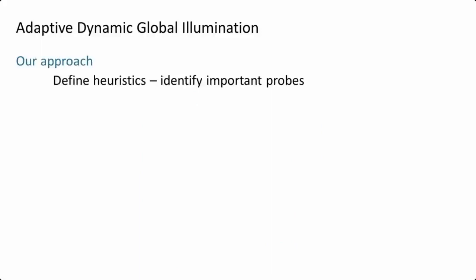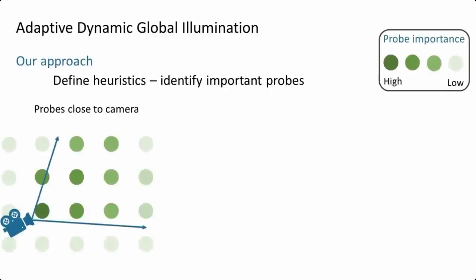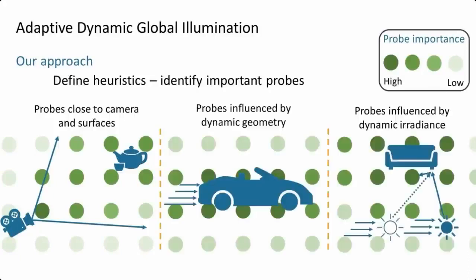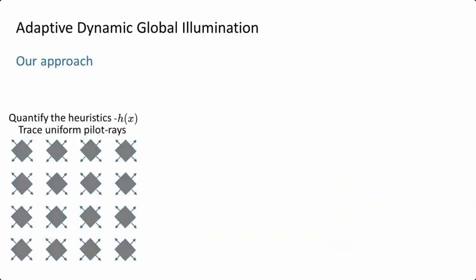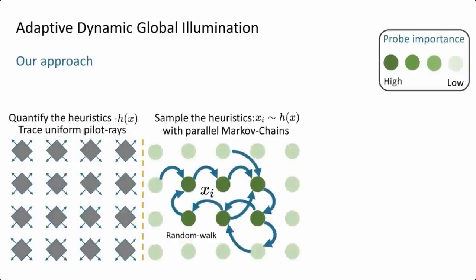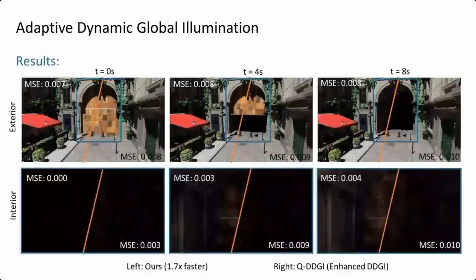We define several heuristics identifying the important probes, such as probes close to the camera and geometric surfaces, and probes recording a change in visibility and irradiance. We quantify the heuristics by tracing pilot rays and use multiple parallel Markov chains to sample the important probes. Our approach reduces lag and improves transient response to dynamic changes in the scene.